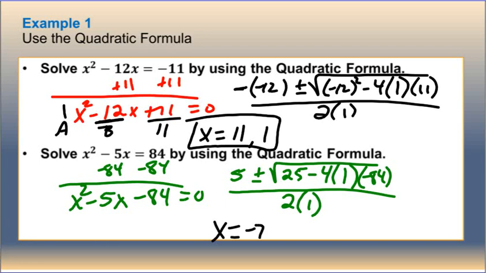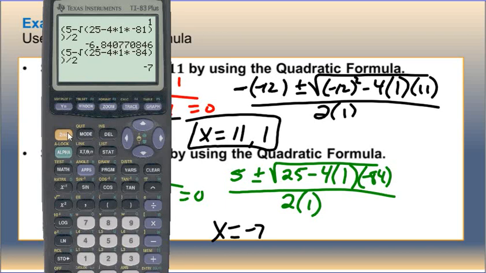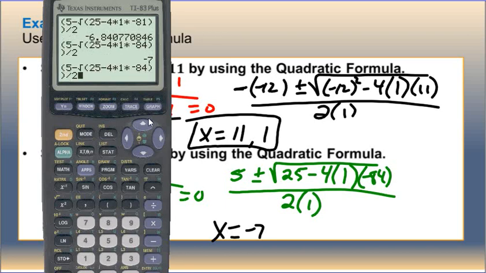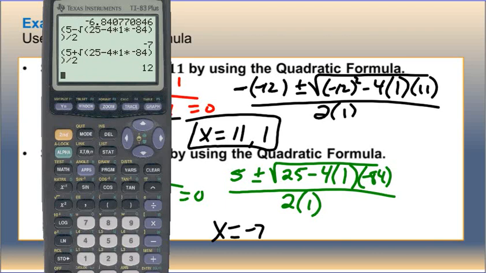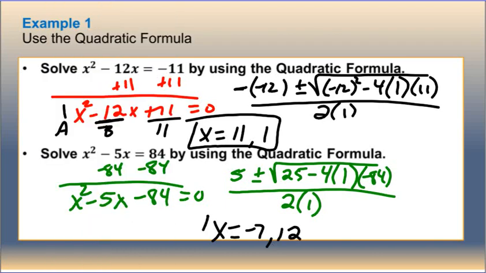To find the other solution, if there's another solution, hit second, enter, go back up, we'll make this a plus, then hit enter, and we get an answer of 12. So we have two solutions across the x-axis at negative 7 and 12.